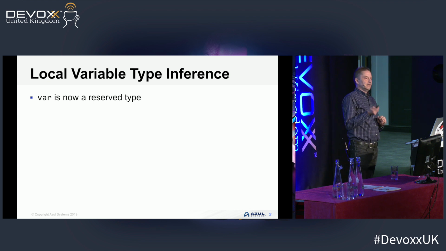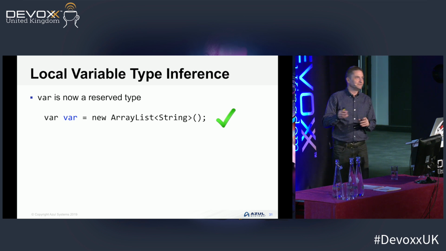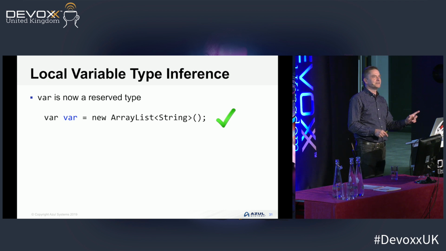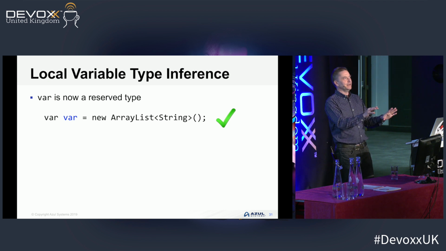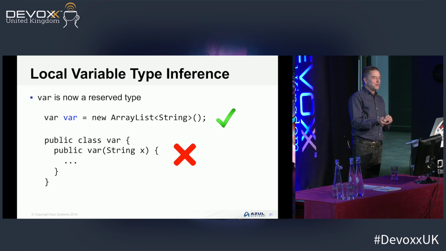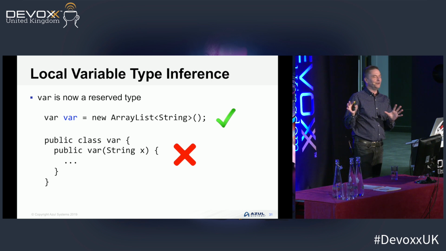What that means is we can do this. We can say var equals ArrayList of type string. That will work quite happily. But there is one thing that you can't do in JDK 10 that you could have done in JDK 8. Of course, nobody here would do what I'm going to show you. The reason is because we would never create a class called var with a lowercase v. That would be far too much like .NET.